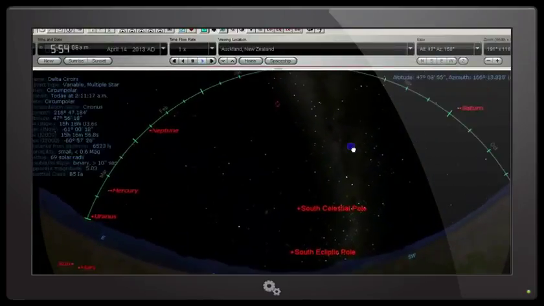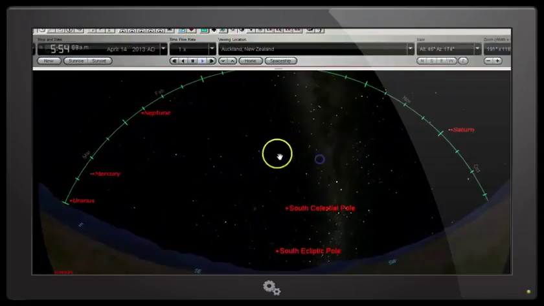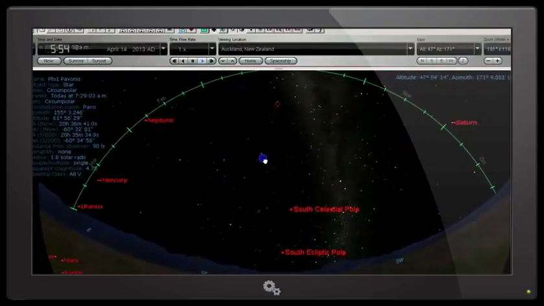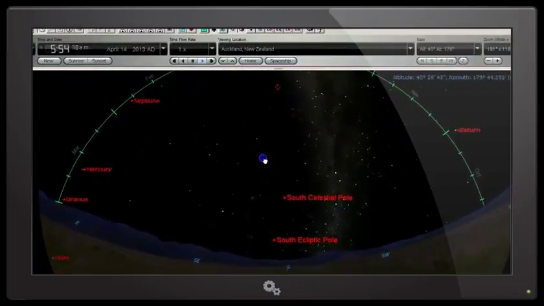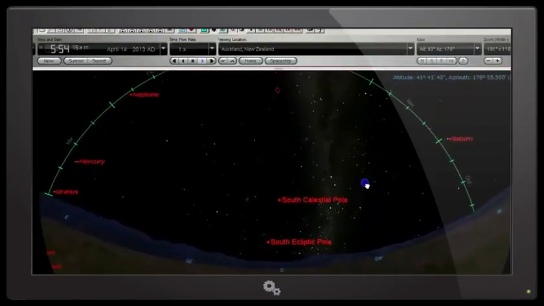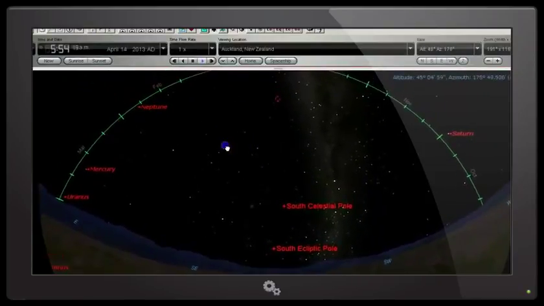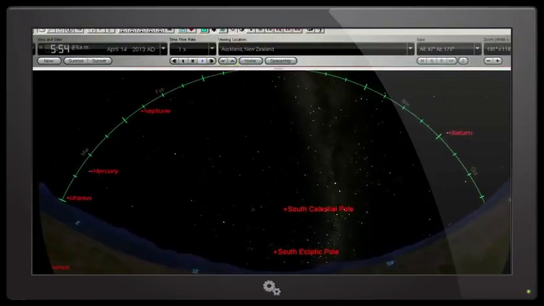Now we don't have a pole star in the southern hemisphere, such as Polaris in the northern hemisphere, so we don't have a central star that we can watch the stars rotating around. But that doesn't change the fact that the stars still do rotate through the sky. If I speed up time, we're going to see this happening.